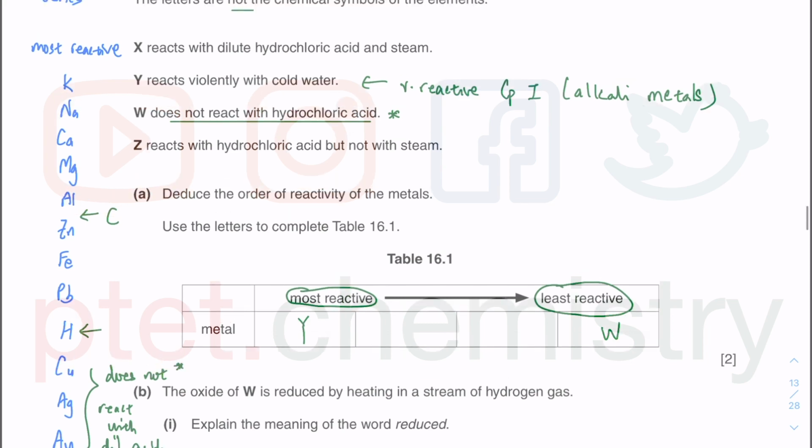Now between X and Z, so X reacts with both dilute hydrochloric acid and steam. Steam is basically H2O in the gaseous state. That is your year 9 as well as lower secondary science. So this one does not react with steam, it reacts with acid. This can react with steam as well as acid. Acid has H+, steam doesn't have H+. So this is going to be the more reactive one because it can react with H2O without the H+. So X is more reactive than Z, because X can react with both of these. X is more reactive than Z. That's how I get the 2 marks there.